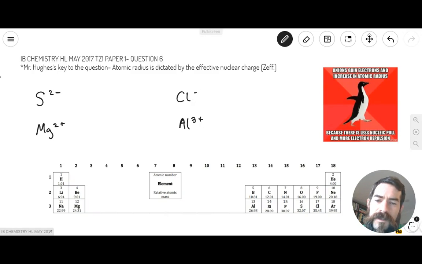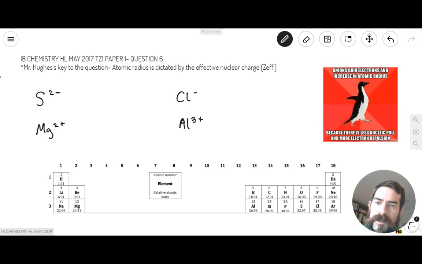Take a look at this question. Now, again, this is sort of a combination between atomic structure and topic 12, periodicity or trends in the periodic table. And the trend in the periodic table that we're looking at this time is the trend in atomic radius, which is effectively the size of the atom.